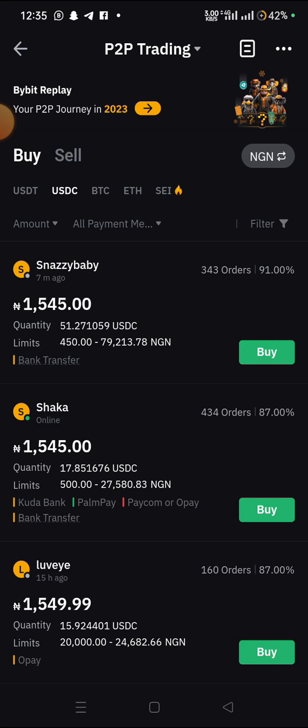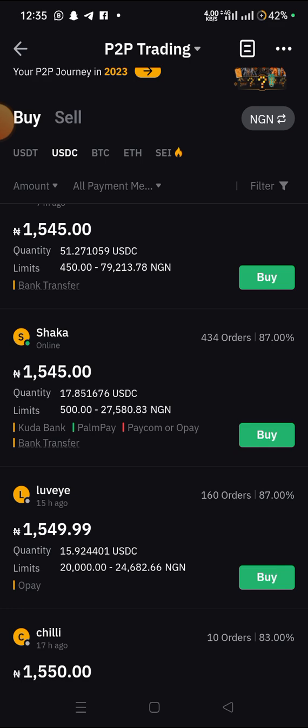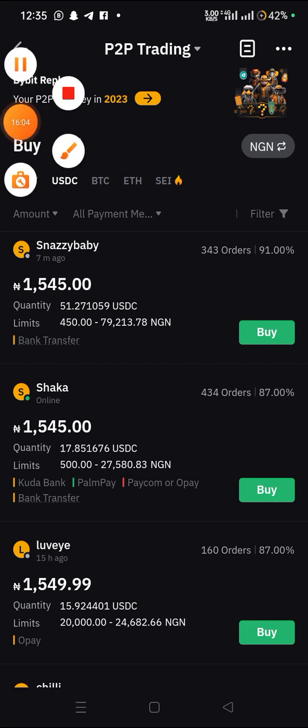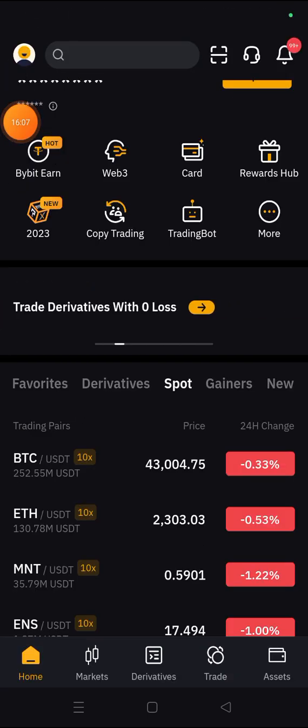You can try it out and it will work. Or after you purchase the USDT, you can still check some other crypto exchange and see the rate of USDC there, to know if you can actually sell it on another crypto exchange.